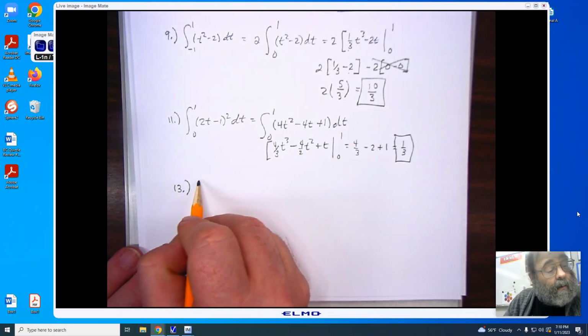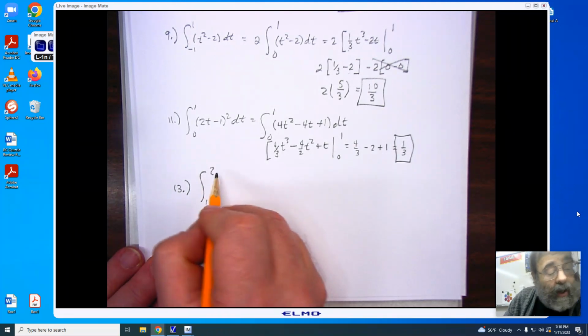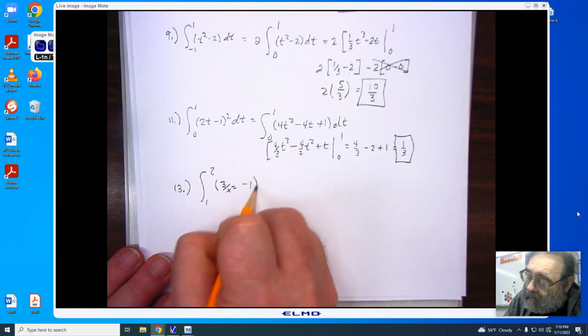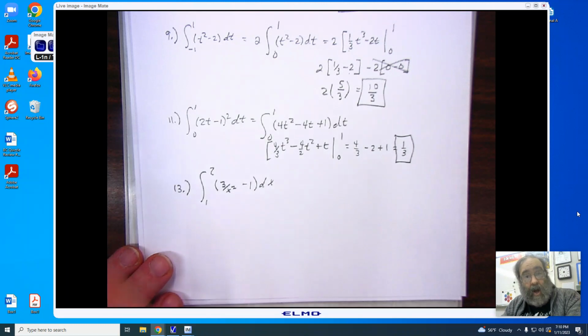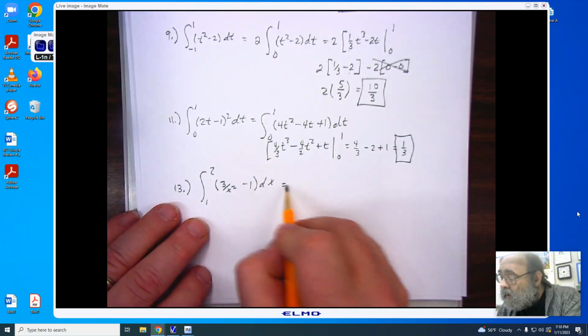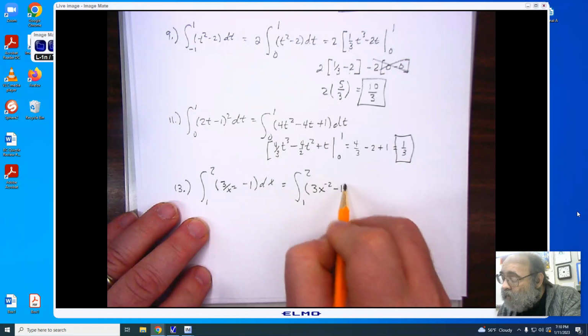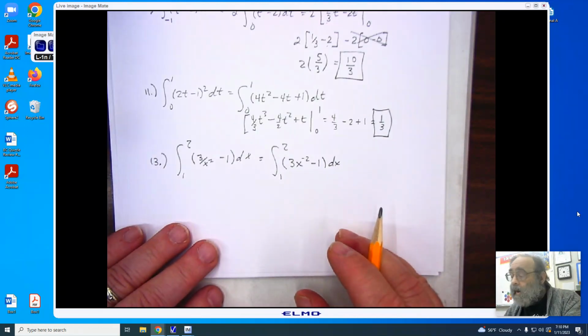Number 13 now has the integration from 1 to 2, and I'm looking at 3 over x squared minus 1 dx. Now, we do not like having denominators like this. We want to change that into a negative exponent. So this is going to become the integral from 1 to 2 of 3x to the minus second minus 1 dx. This is now what I'm going to work with.